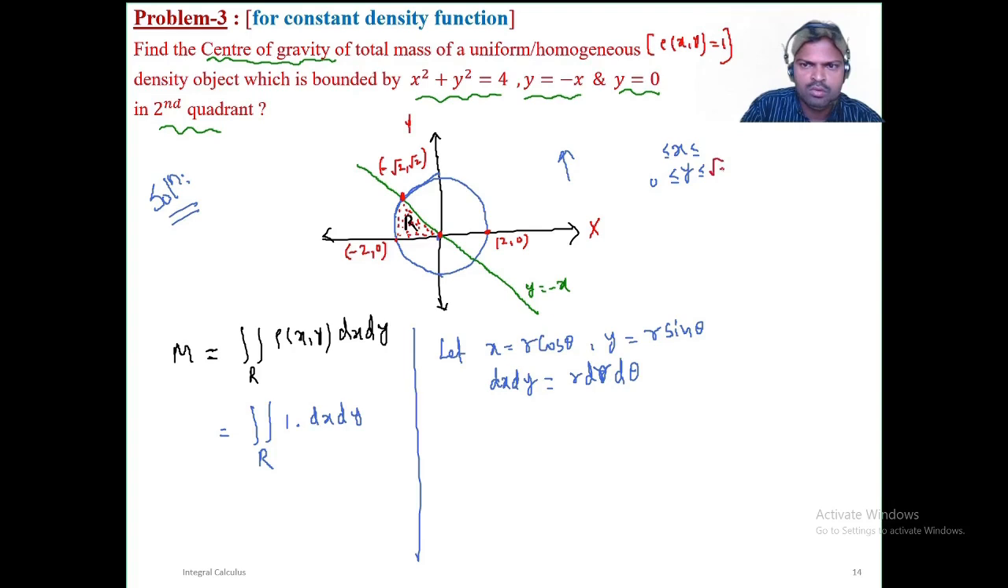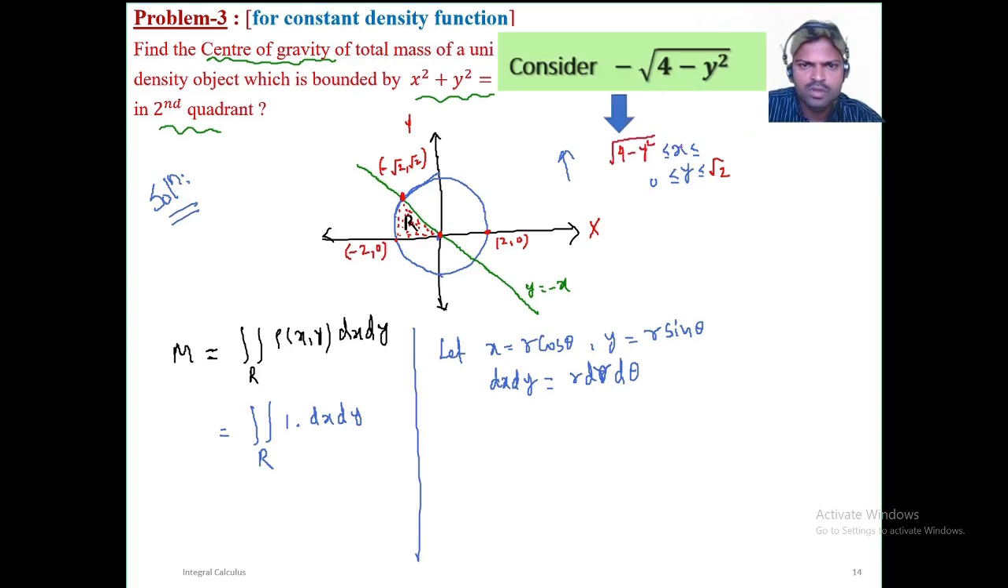And x should vary horizontally, starting with this curve and ending at this line. So therefore the lower bound is the square root of 4 minus y square, and the upper bound is the line, so minus y. With these limits you can get it, or you convert to the polar coordinate system.